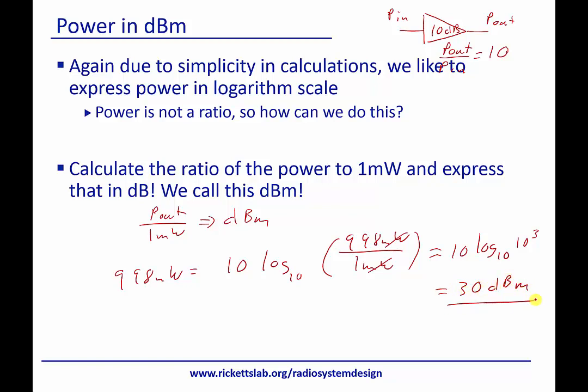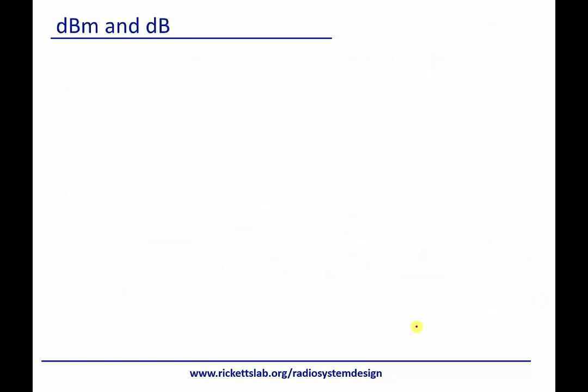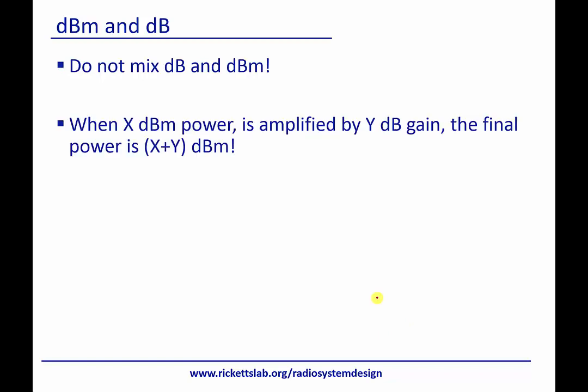Okay, so dBm is giving us an absolute power because we have an implied reference of 1 milliwatt, whereas dB is giving us a ratio, typically of a gain, and in wireless systems we're often talking about power, so it's a ratio of gain. It's important not to mix dB and dBm, and also when X is in dBm and it's amplified by Y dB gain, the final power is X plus Y dBm.